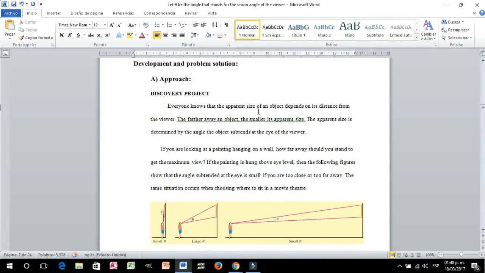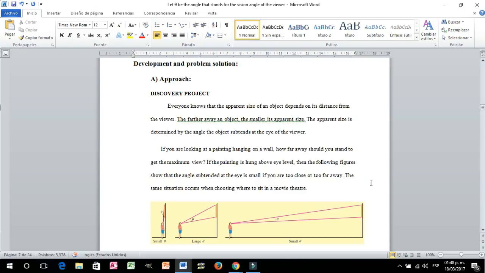Everyone knows that the apparent size of an object depends on its distance from the viewer. The farther away an object, the smaller its apparent size. The apparent size is determined by the angle the object subtends at the eye of the viewer. Imagine you are looking at a painting hanging on a wall. How far away should you stand to get the maximum view? If the painting is hung above eye level, then the following figures show that the angle subtended at the eye is small if you are too close or too far away.